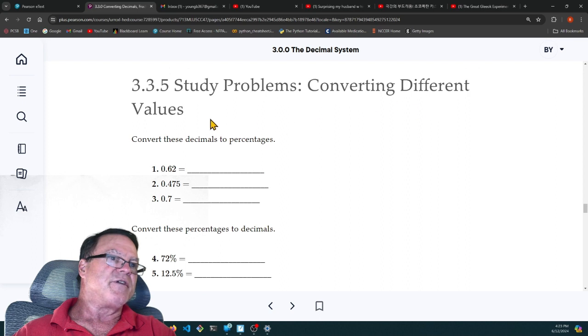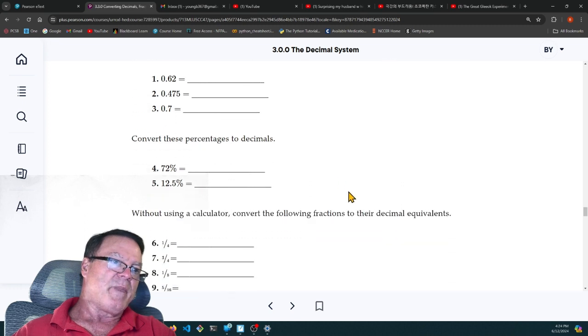3.3.5 study problems converting different values. Convert these decimals to percentages. These are easy. 0.62, we'll just move the decimal point 2 places to the right and add the percent sign. That's 62%. 0.475, same thing, we're going to say 47.5%. And 0.7 is 70%. Move the decimal place 2 places to the right and add the percent sign.